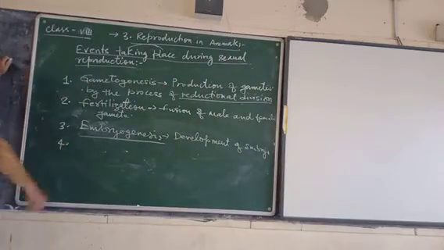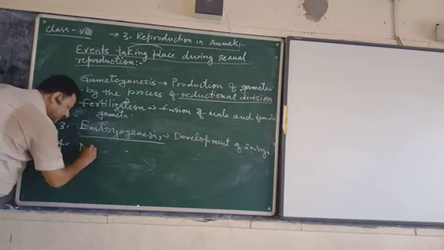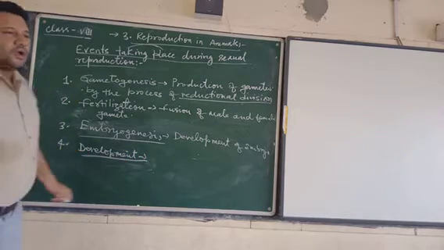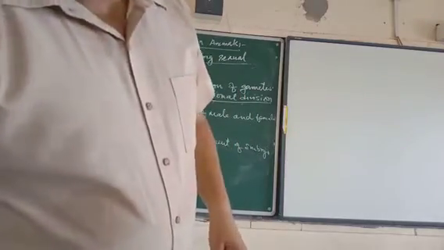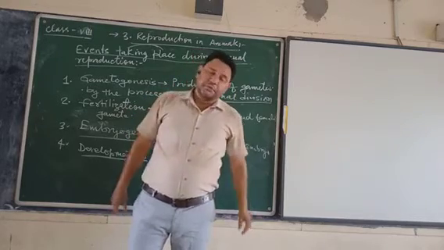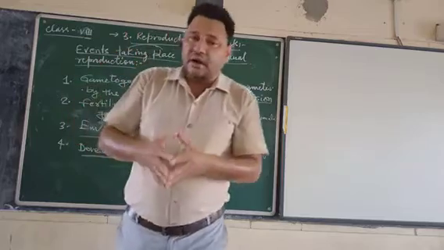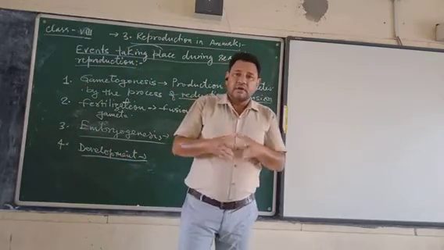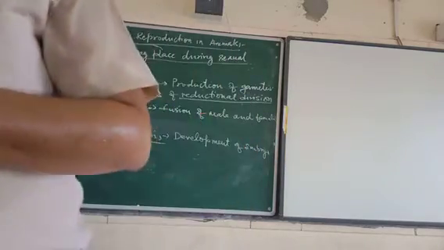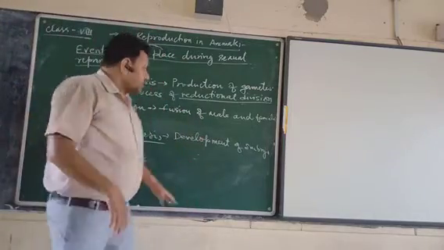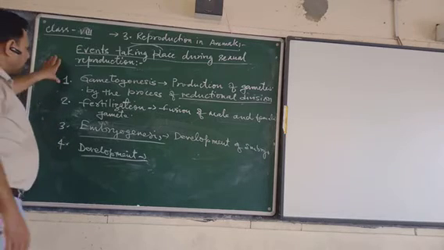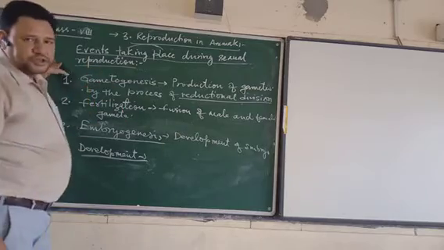Then the fourth is development. All the processes involved in the development of an embryo into a particular organism are known as the developmental pattern of that particular organism. Okay. So there are four steps: gametogenesis, fertilization, embryogenesis, and development, taking place in the sexual reproduction process.